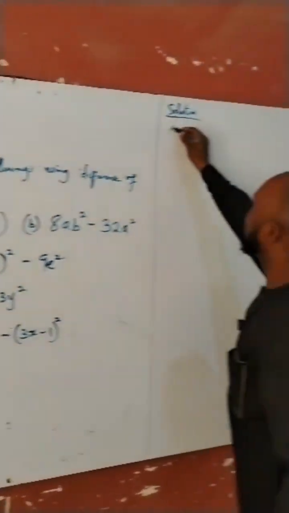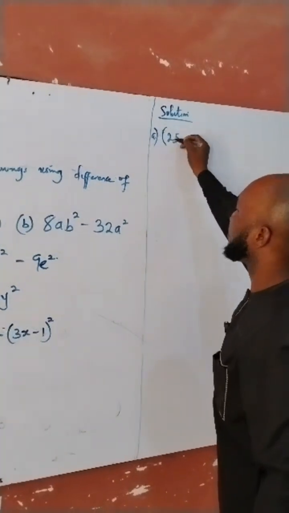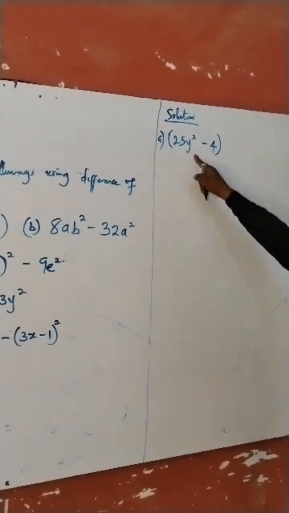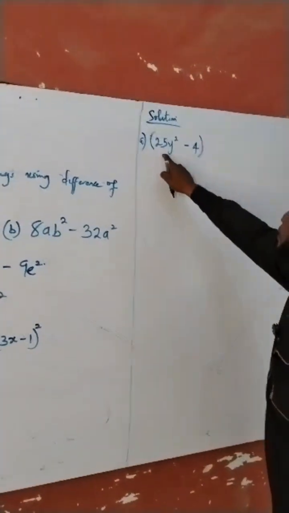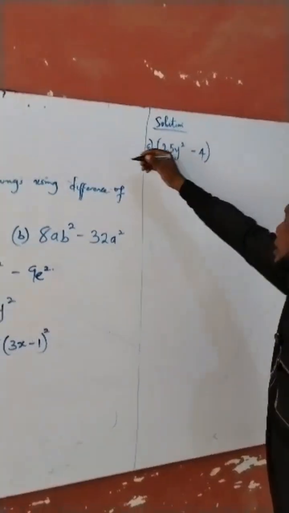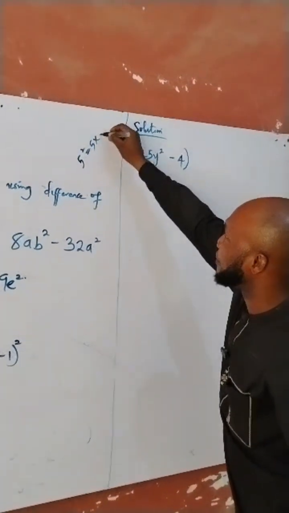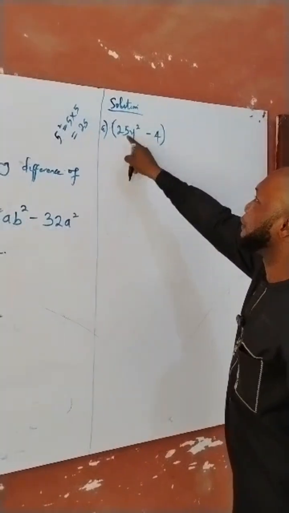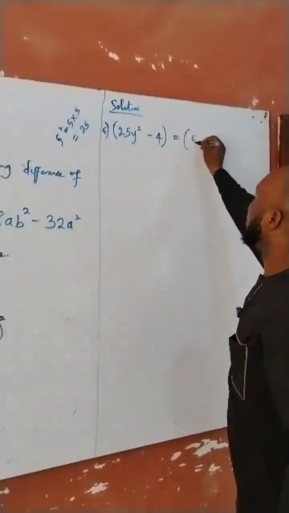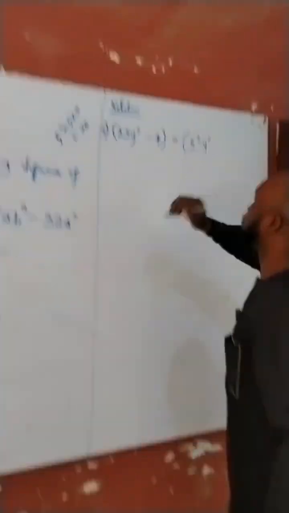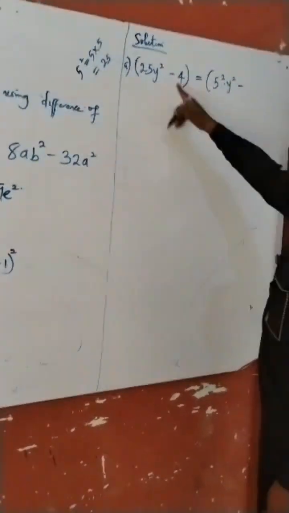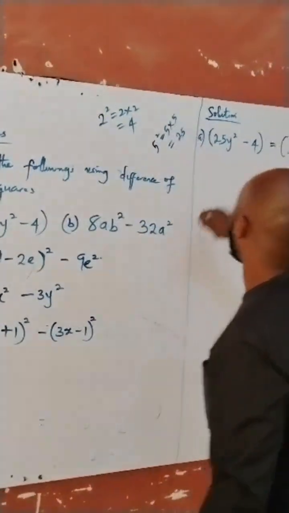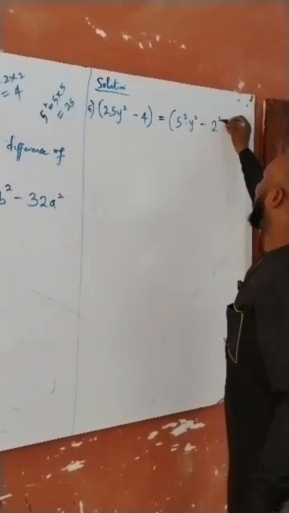We have 25y squared minus 4. Now 25y squared is not a single term. 25 itself is 5 raised to power 2. We all know that 5 raised to power 2 gives us 5 times 5, and 5 times 5 is 25. So I'm going to replace 25 with 5 raised to power 2. So this becomes 5 raised to power 2 y squared, minus 4. 4 itself is 2 raised to power 2, because 2 times 2 equals 4. I'm going to replace 4 with 2 raised to power 2.